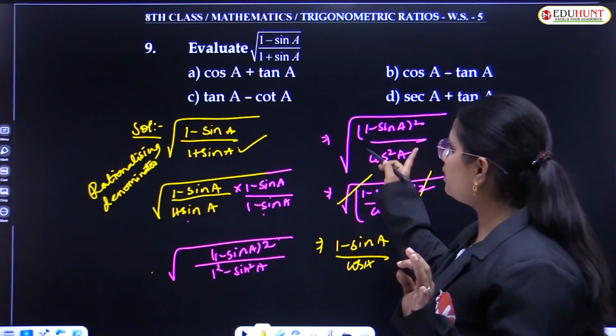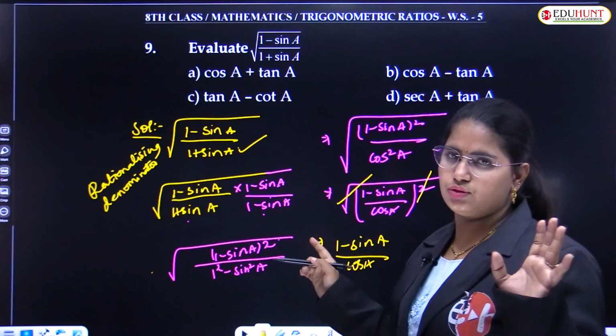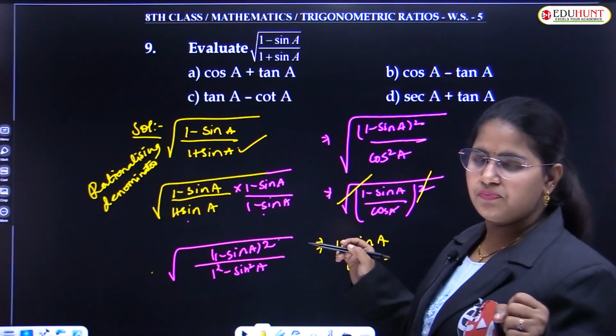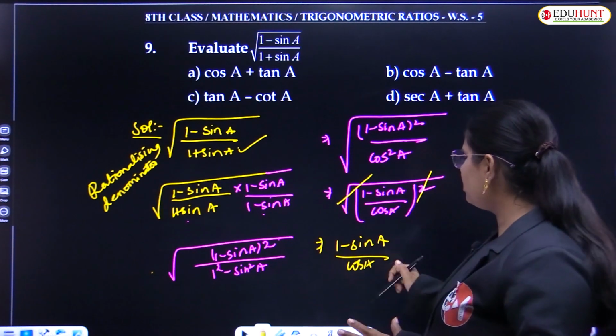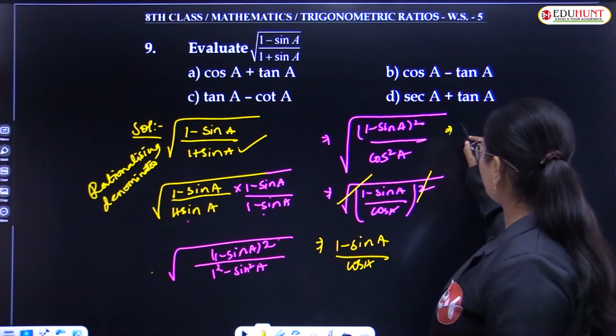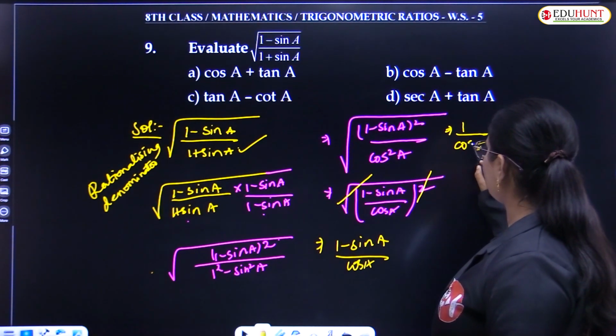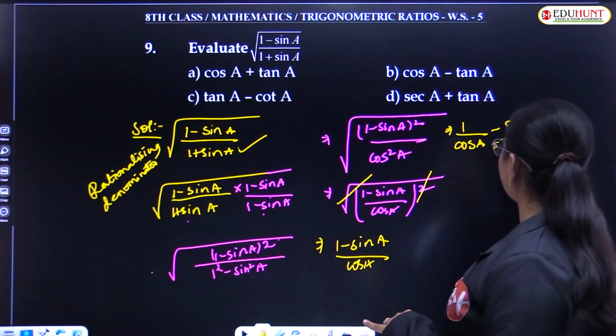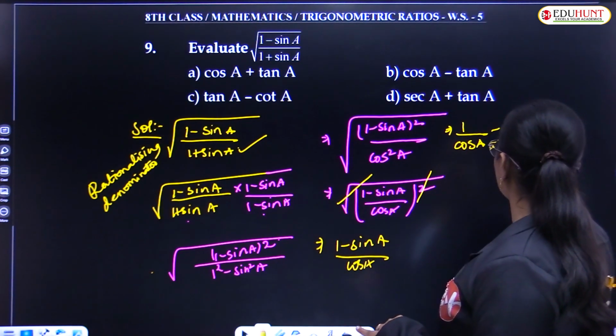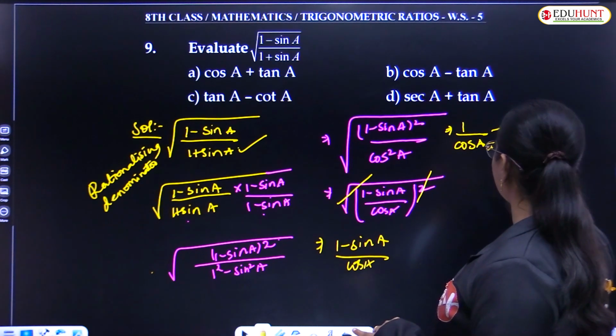Do I still see it in the options? No, it is not still visible. So for that reason, let's split the fraction. How can we write this 1 minus sin A by cos A? 1 by cos A, and the other one is minus sin A by cos A.